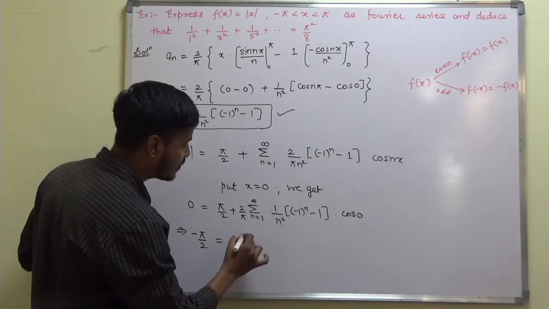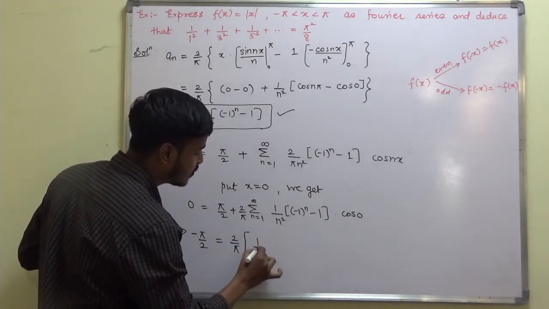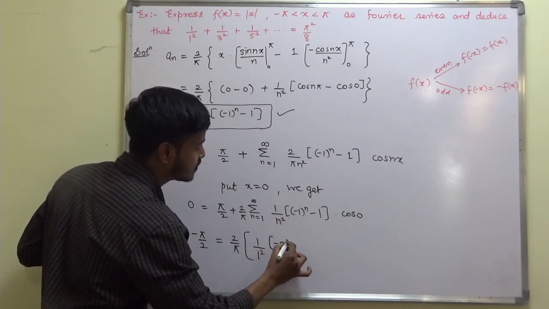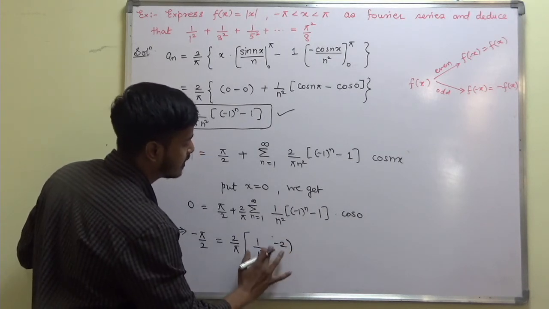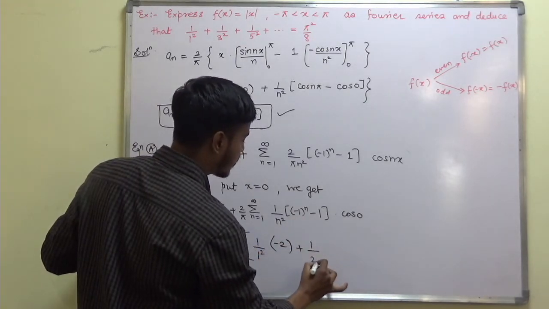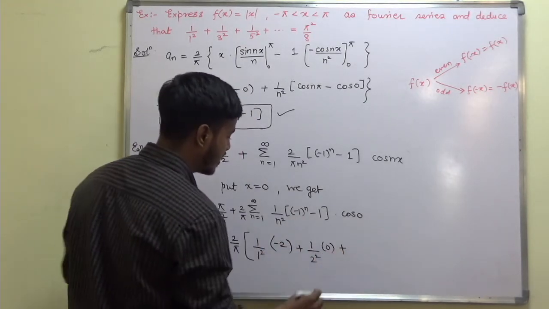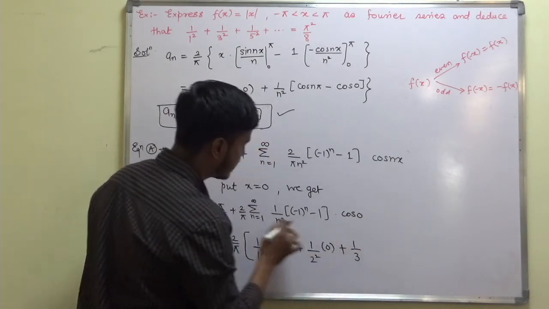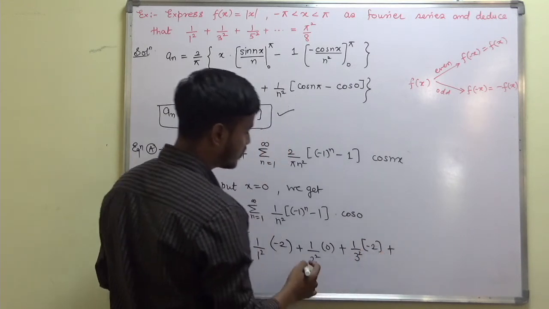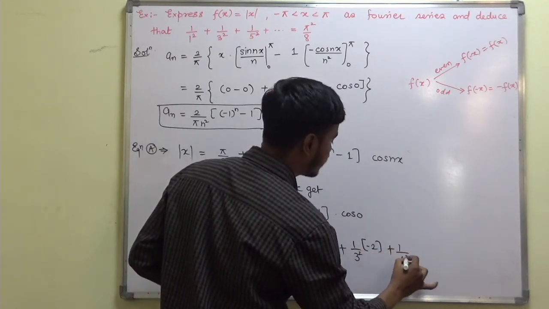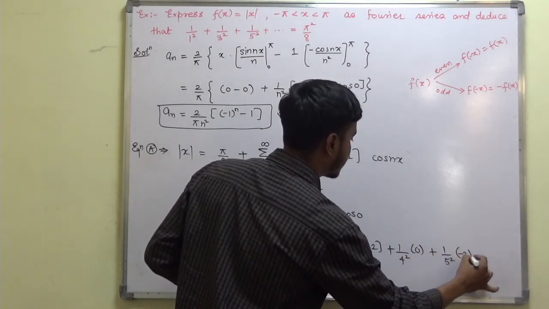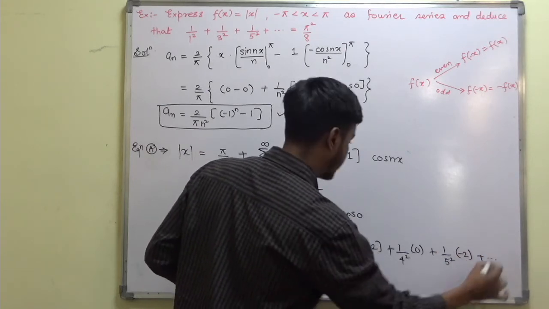Now put n is equal to 1. So when you put n is equal to 1, you will be getting 1 upon 1 square into minus 1 minus 1, that is minus 2. Okay, now put n is equal to 2, so this is 0. So this is 1 upon 2 square into 0 plus put n is equal to 3, so this is 1 upon 3 square into minus 2. Put n is equal to 4, so this is 1 upon 4 square into 0 plus 1 upon 5 square into minus 2 plus and so on.